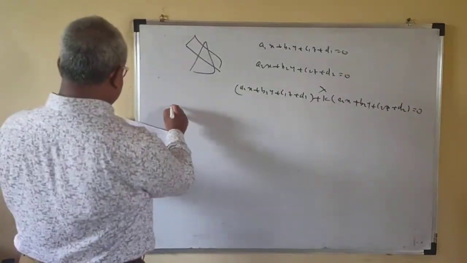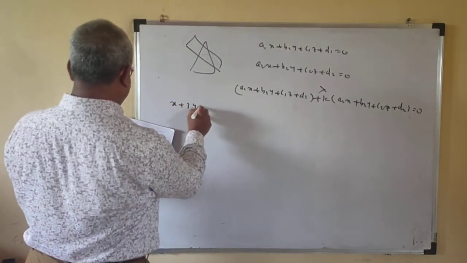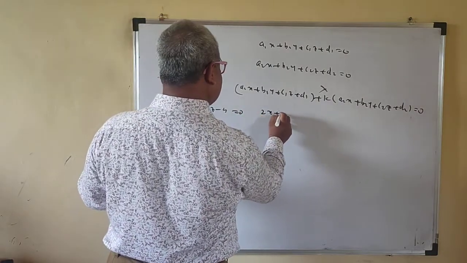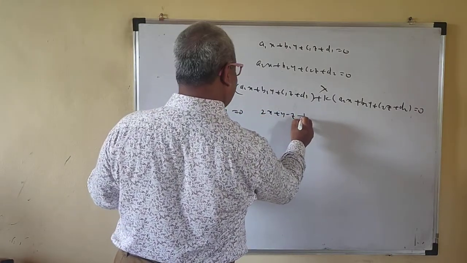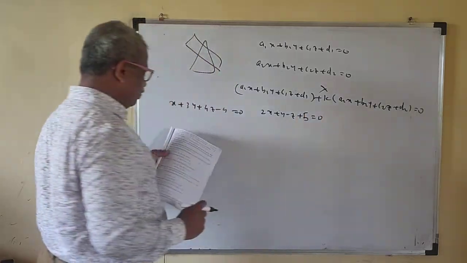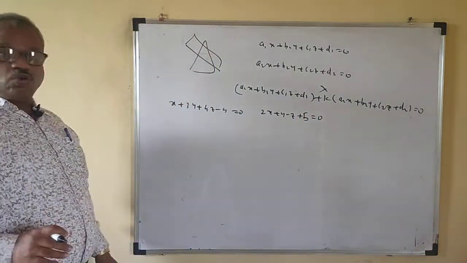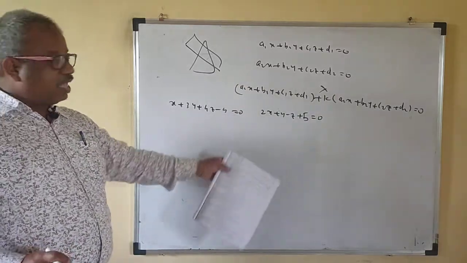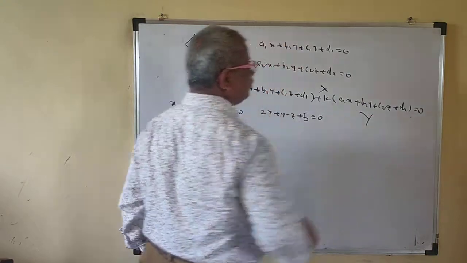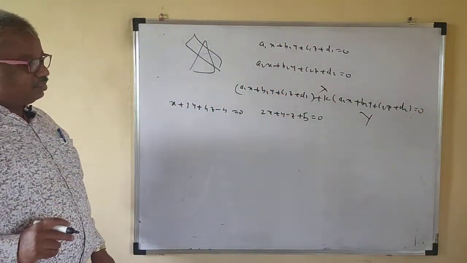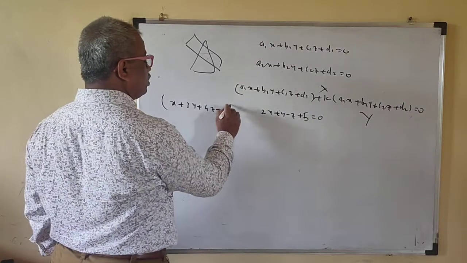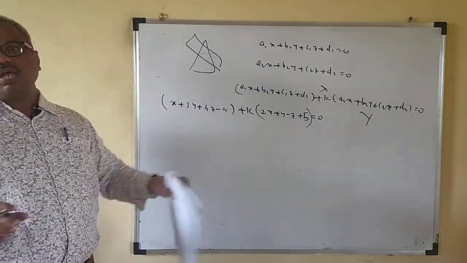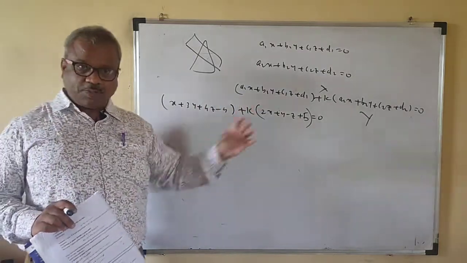So suppose you have x plus 3y plus 4z minus 4 is equal to 0, and suppose this is 2x plus y minus z plus 5 is equal to 0. You want to find the equation of a plane passing through the intersection of the planes and parallel to the y-axis. So what you have to do is take this plus k times this. Now your plane is parallel to the y-axis.